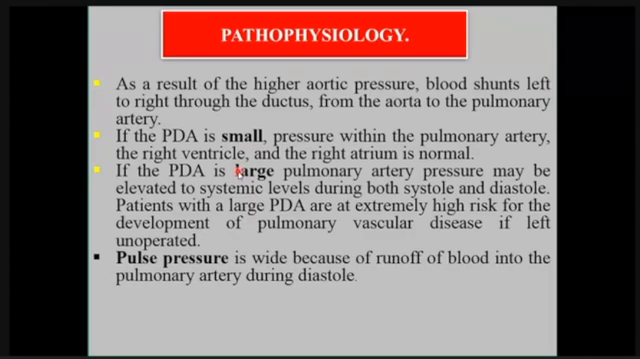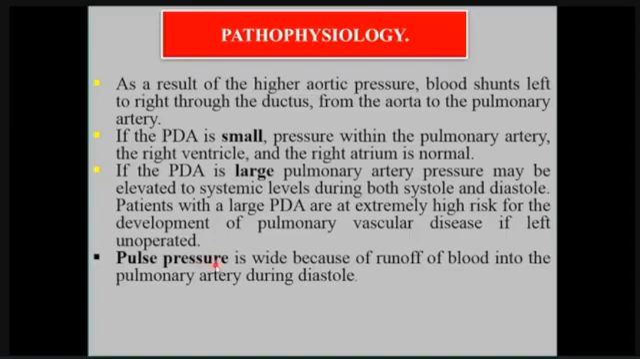Why? Because the pressure in the aorta is very high compared with the pulmonary artery pressure. So there will be pulmonary hypertension. There is what we call high pulse pressure in the patient. Pulse pressure means systolic pressure minus diastolic pressure.